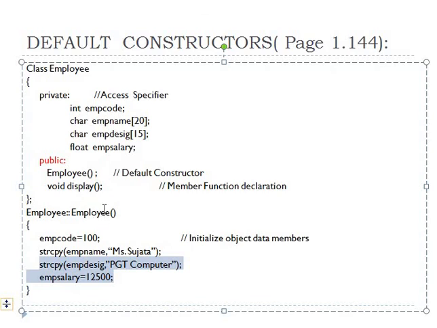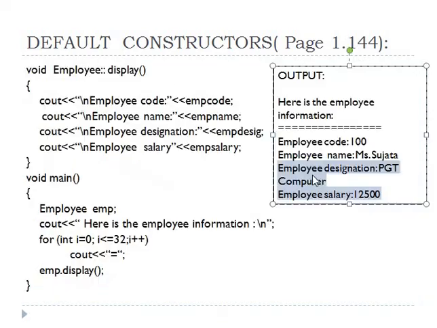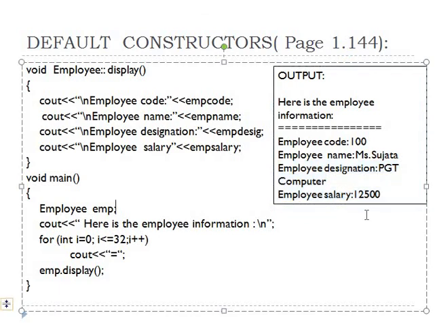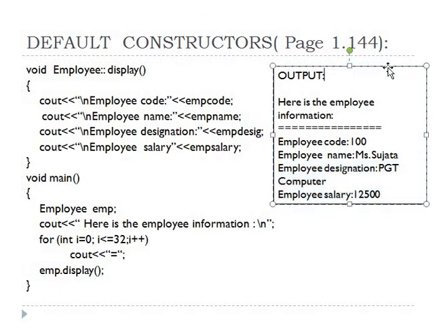Now during the initialization process of this constructor named employee, I have assigned the initial value of PGT computer to emp desig and 12,500 to emp salary. That's why I can see the value PGT computer for employee designation and 12,500 for employee salary. So this is the output that we get to see once I execute this program.